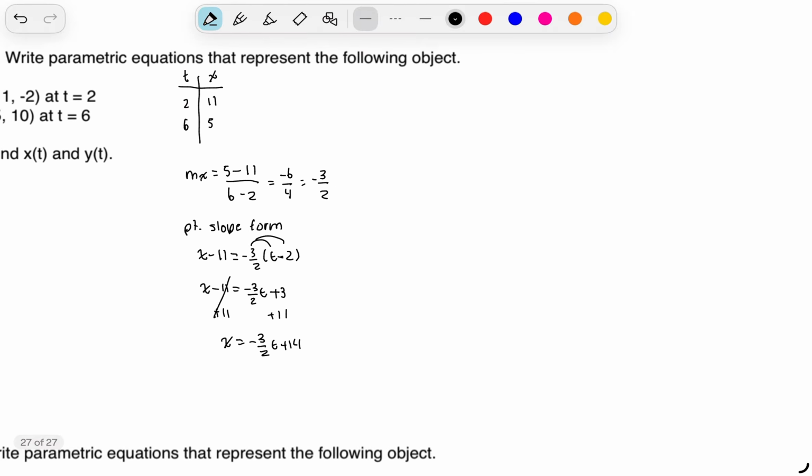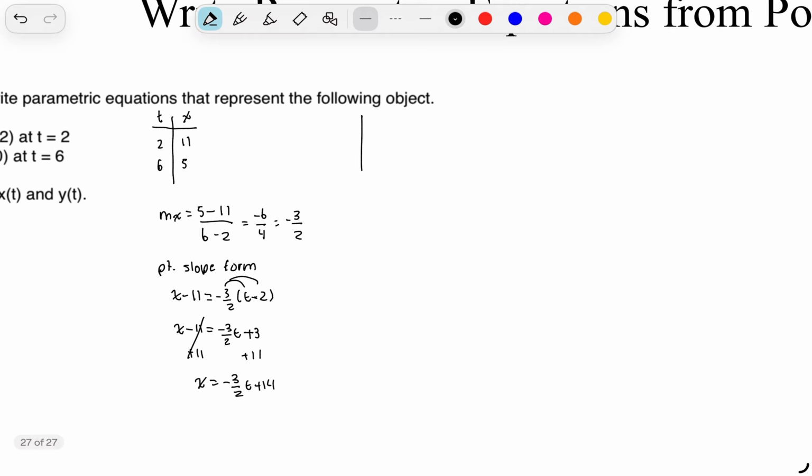So after this, we have to find our equation for y. We can do the same thing and write our table, t and y, with the corresponding points of (2, -2) and (6, 10). So m of y is going to be 10 minus negative 2 divided by 6 minus 2, which is equal to 12 over 4, equal to 3.